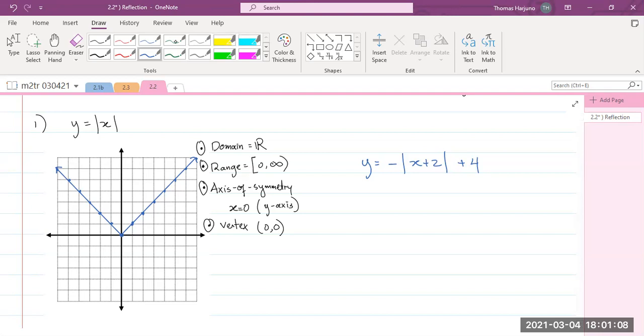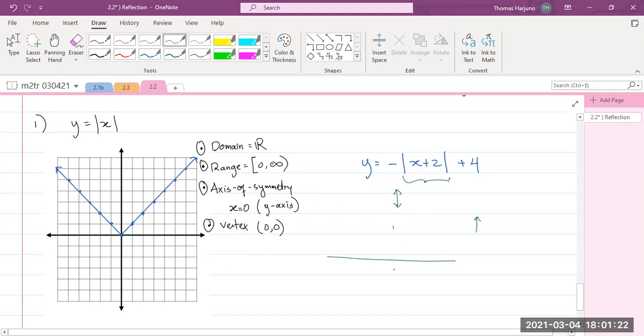It means I move 2 absolute of x 2 units to the left, and then upside down, and then I move up 4 units. So the graph will be 2 units to the left, upside down, up 4. So the new vertex will be -2, 4, and the graph will be like this.